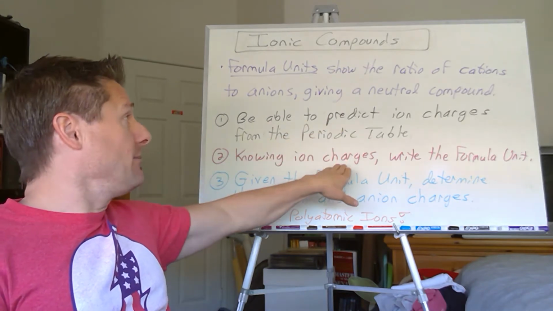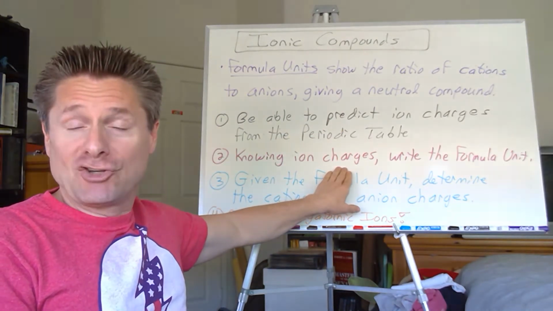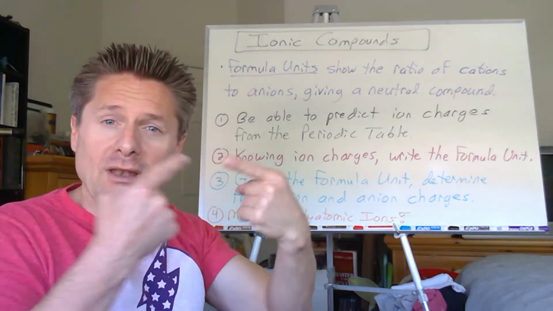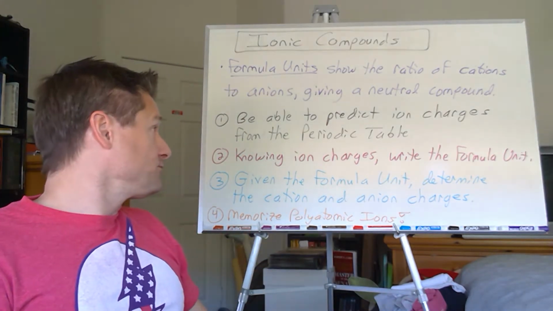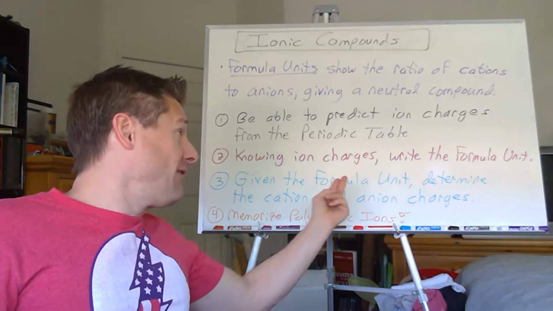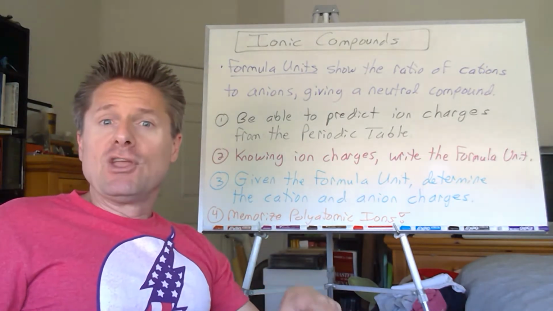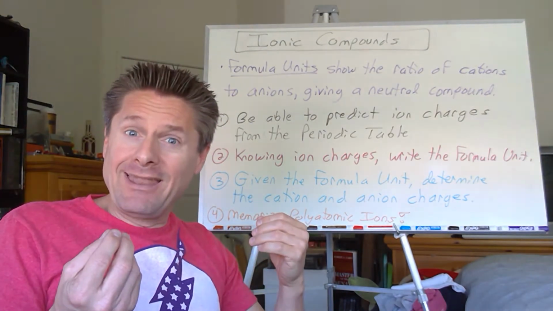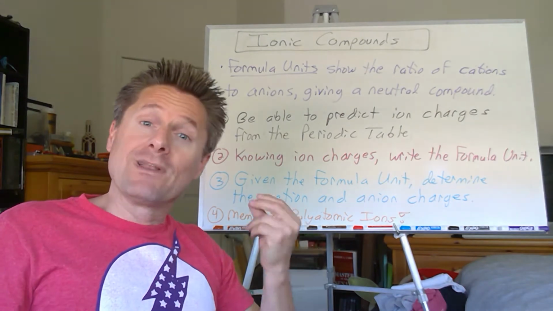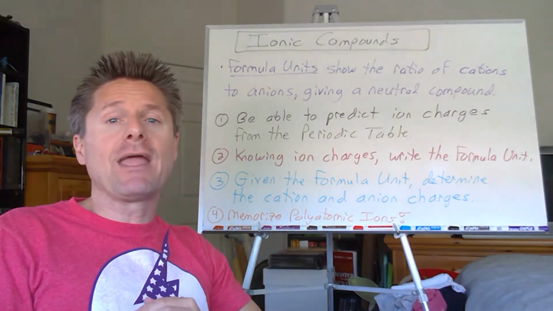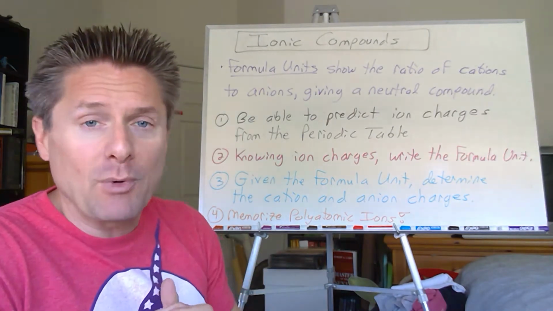Once we know that, you should be able to take those ion charges, the charge of the cation and the charge of the anion, and write the formula unit by getting a net neutral compound. Many of you know how to do that already. Vice versa, if I give you a formula unit, you should be able to extract from that what the cation and its charge are, and what the anion and its charge are. Most of you can probably just do that in your head. If not, I'll show you an algebraic way to do that.